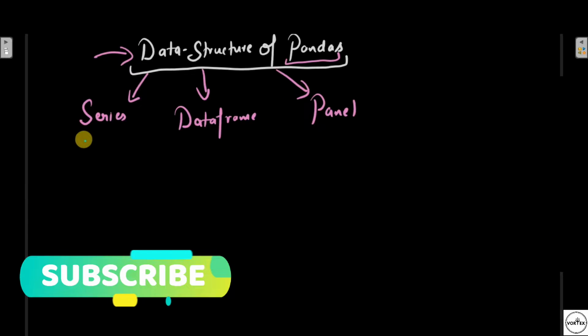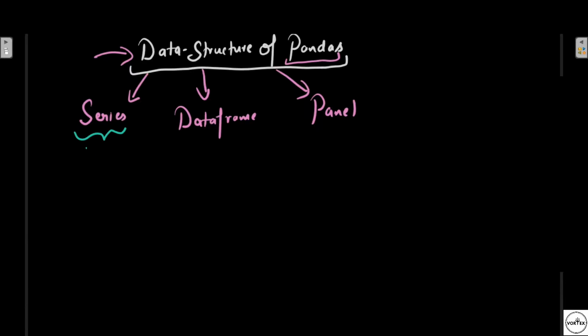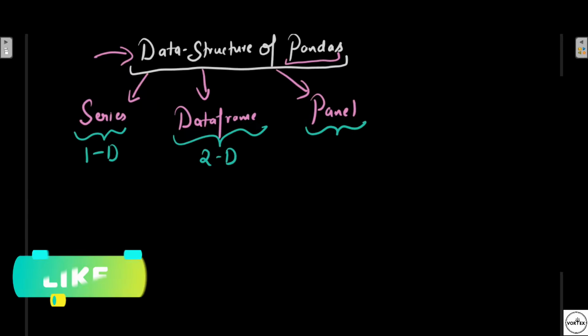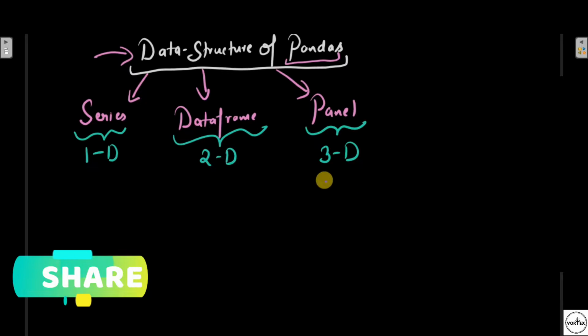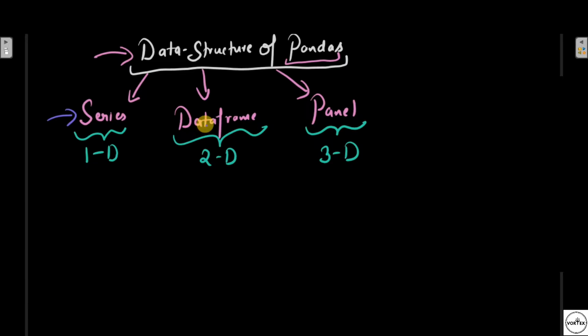If you want a layman definition, series is a one-dimensional data structure. Data frame is a two-dimensional data structure, whereas panel is a three-dimensional data structure. In this session, we will look at what series is all about. In the next session, we will understand what a data frame is. Panel is rarely used, but in general you can think of it as a three-dimensional data structure. In most use cases, you will end up using series, data frame, or both.